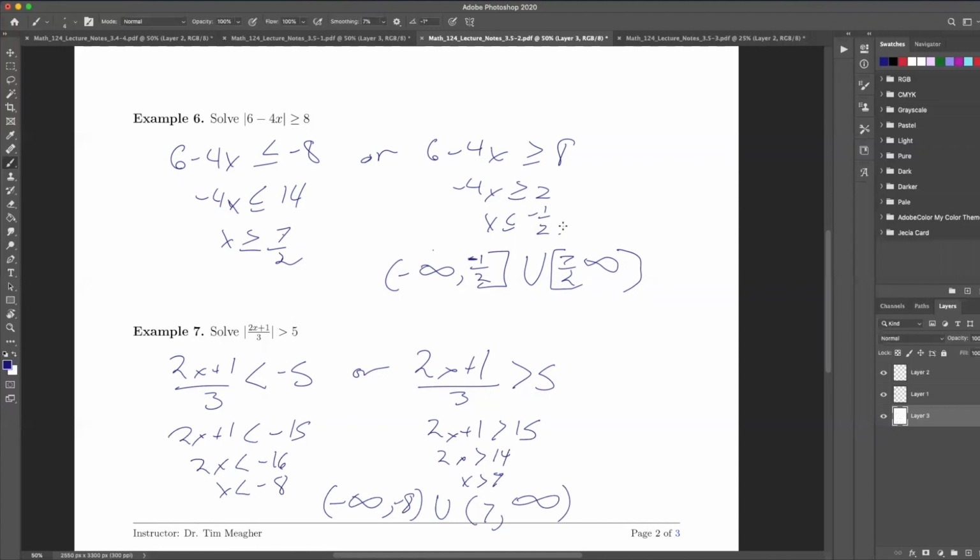So number 6, it's everything less than minus 1/2, and so it should be minus 1/2, including the minus 1/2, right? So this one produces this one, and then everything less than that, so it's minus infinity to the minus 1/2. And then here, we're 7/2 or greater, right? X is greater than or equal to 7/2, and so it'll be 7/2 all the way to infinity.